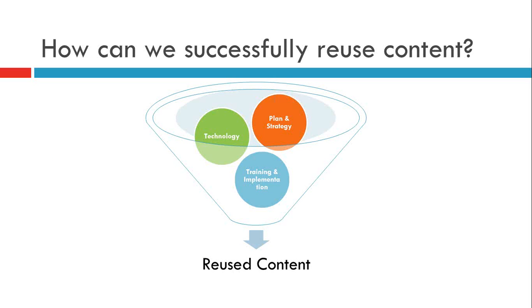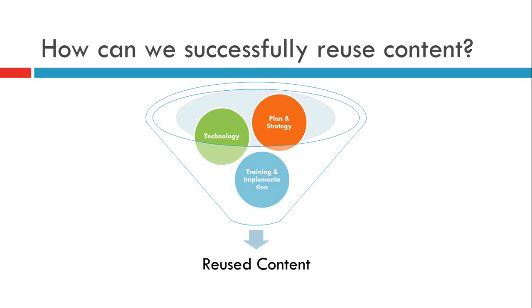So then the question comes: how can we successfully reuse content? We have various methods to reuse content. This diagram explains that we have three things mainly. First is the plan and strategy. Then we have training and implementation. And then obviously the technology. Basically, there are two types of content reuse method, but the best is the systematic reuse process, or the systematic reuse method.